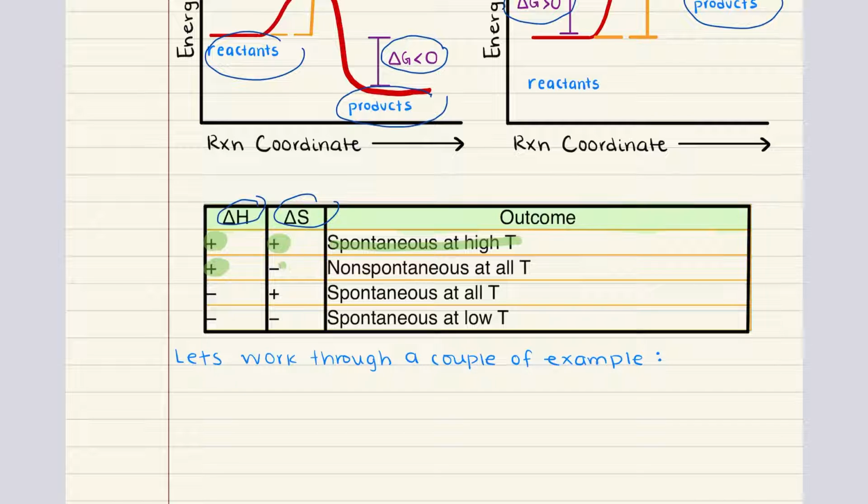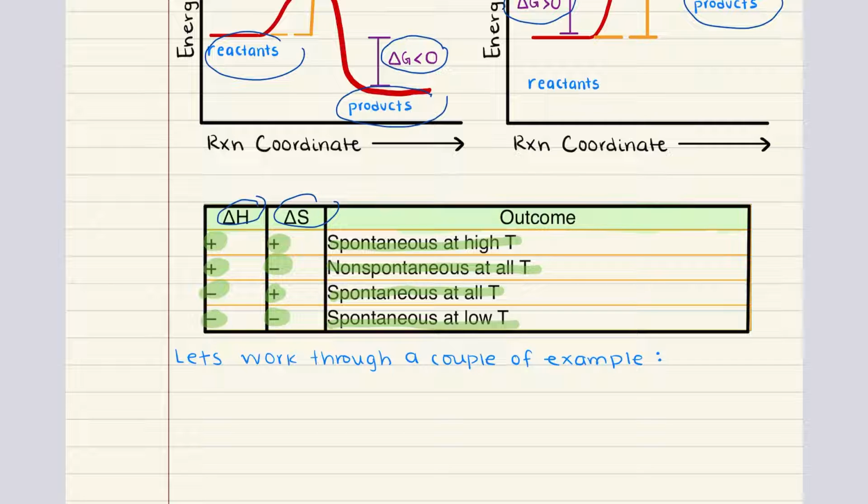When delta H is positive and delta S is negative, then the reaction is non-spontaneous at all temperatures because both terms contribute to making delta G positive. When delta H is negative and delta S is positive, then the reaction is spontaneous at all temperatures because both terms make delta G negative. And finally, when both delta H and delta S are negative, the reaction is spontaneous at low temperature because the negative T delta S term becomes less significant.